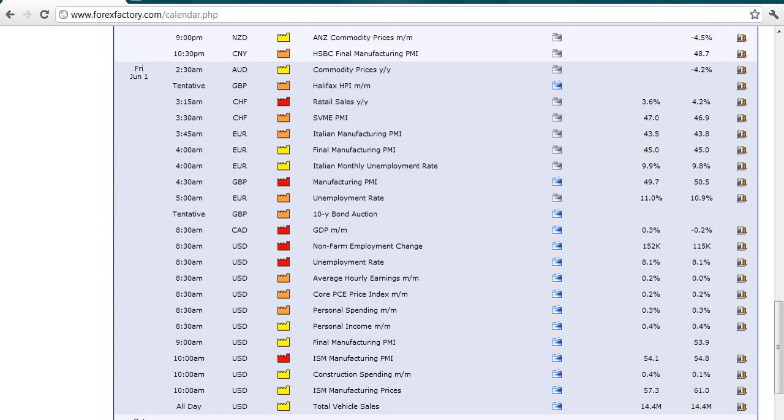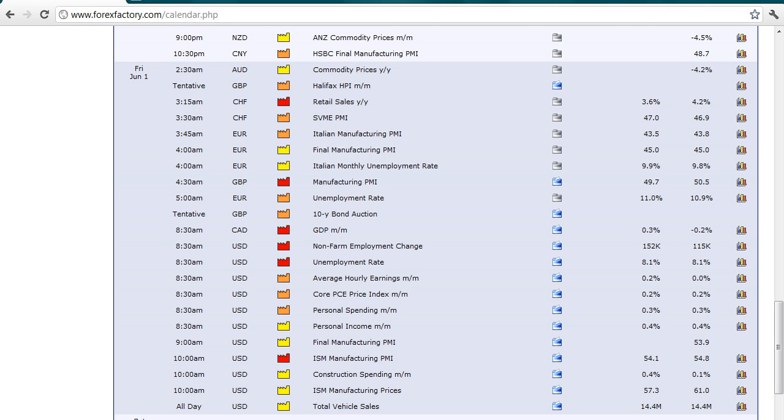But Friday is going to be definitely the key day. We have Swiss data, we have retail sales, UK manufacturing PMI is forecast at 49.7, previously was 50.5. You notice all these data are all expected to fall from their previous. We also have Canadian GDP month on month. I was saying that is expected to beat actually.